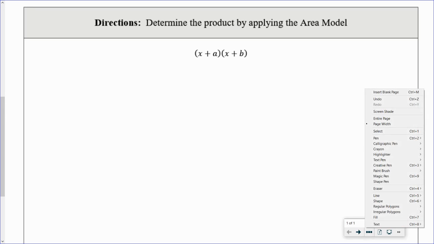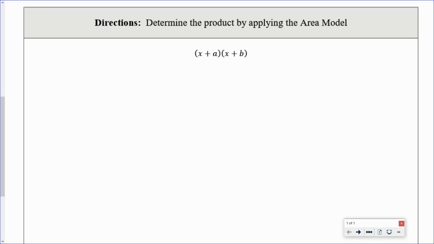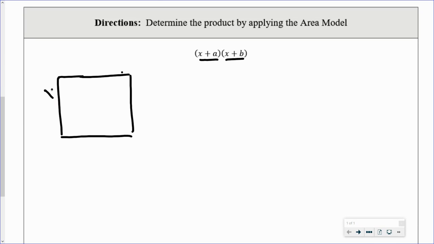So to develop this idea, we're going to look at two general linear binomials, x plus a and x plus b, and we're going to multiply them together using an area diagram like we've done in class before. So what I'm going to do is draw a rectangle, and we're going to attempt to find the area of this rectangle if its dimensions are x plus a and x plus b. So I'm going to jot that down. x plus a and x plus b. So those represent the dimensions of our rectangle.